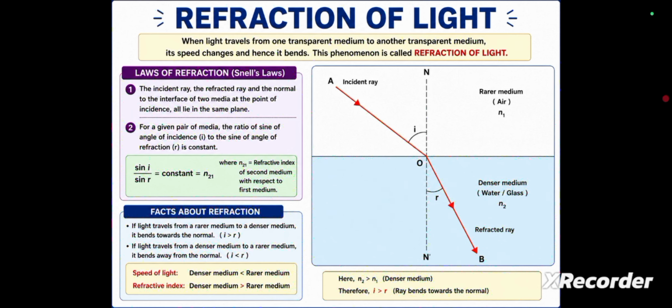Why does a swimming pool appear shallow? Due to refraction of light. So students, today we learned that when light travels from one medium to another medium, it bends. This bending of light is called refraction. We also learned examples from our daily life.